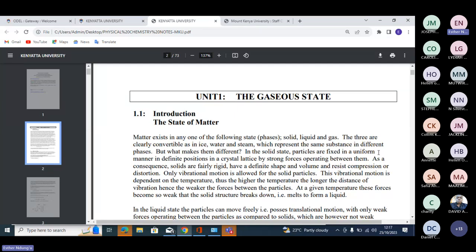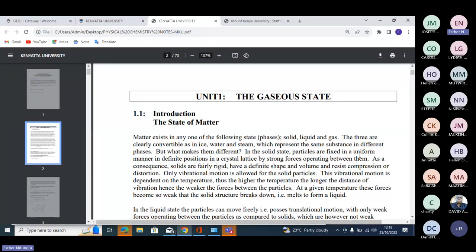In liquids, the forces of attraction are much stronger compared to the gaseous state. And in the solid state, the forces of attraction are quite strong, and the particles are arranged in a uniform manner in definite positions within the crystal lattice. In liquids, the particles are not arranged in a definite manner, and so in the gaseous state. I just want to summarize as we move.